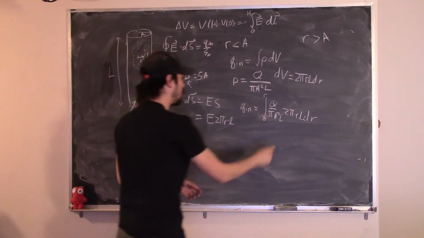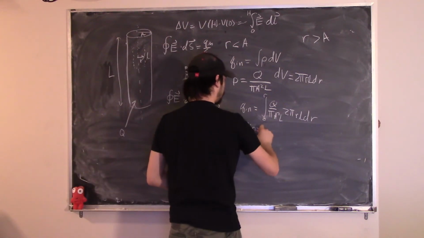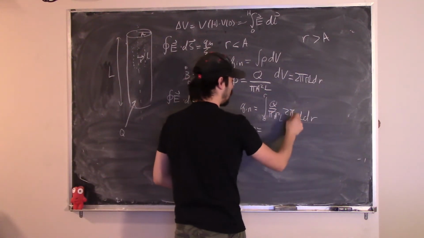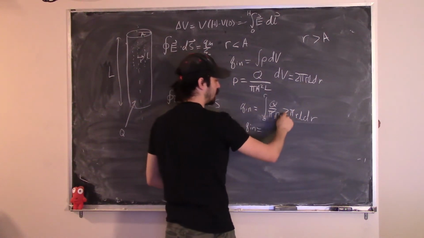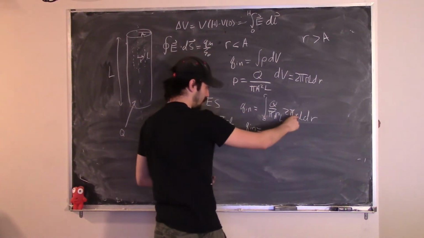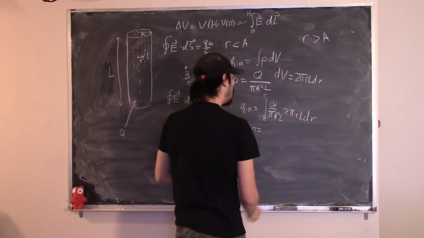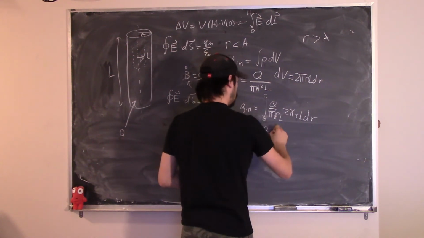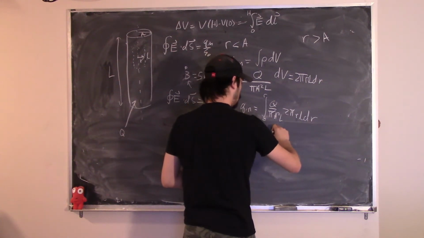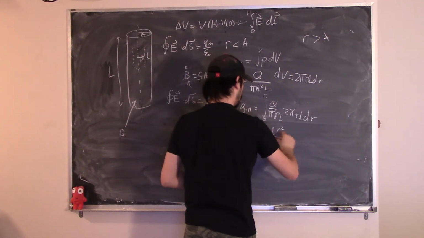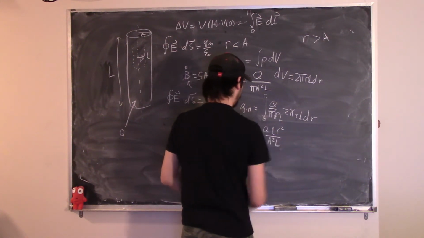Okay. So when we do this, what we end up seeing is that Qn is going to be equal to, my factors of pi cancel. The 2 is going to cancel because I get an R squared divided by 2, and then this is going to be equal to QL R squared over A squared L.